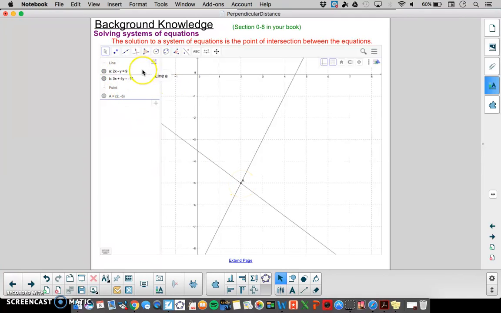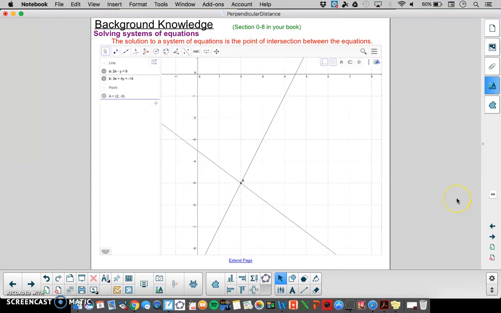So we have the lines 2x minus y equals 9. That's our line A here that I've highlighted. And then our line B, that's 3x plus 4y equals negative 14. This is line B. And then we found the intersection of those lines as point A. And graphically, it's the point of intersection at (2, -5).